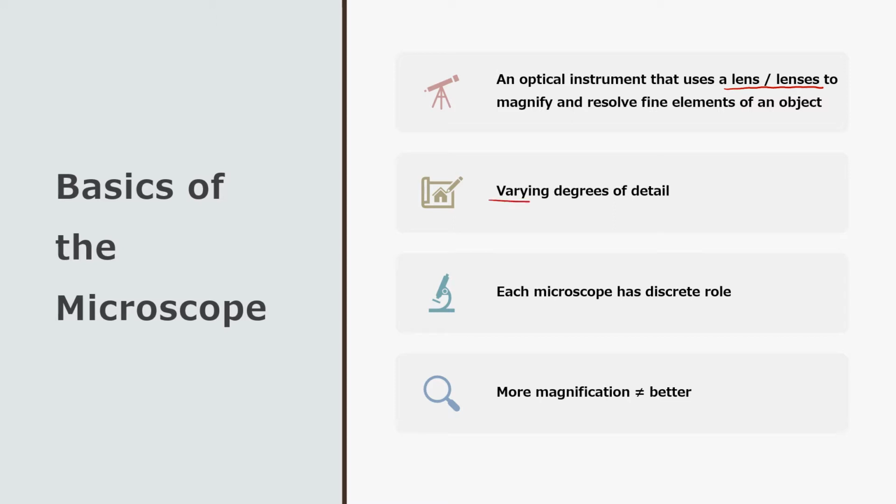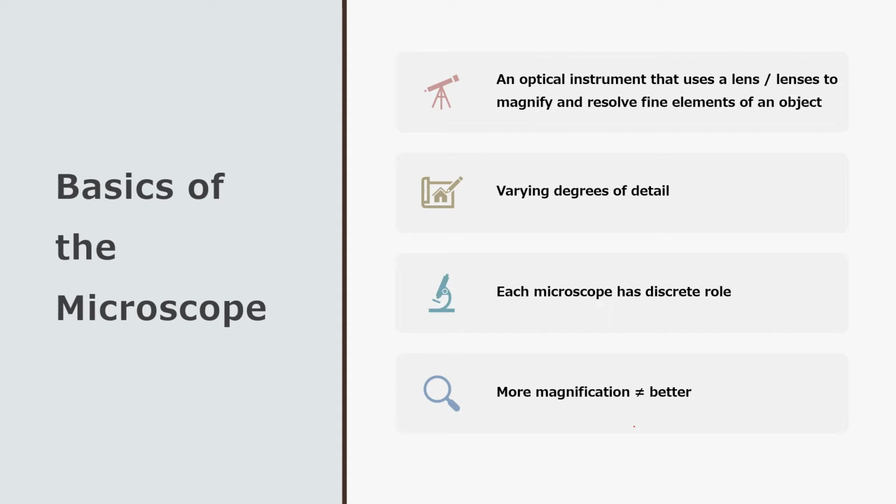Microscopes can do this in varying degrees of detail. Sometimes microscopes can have a very fine resolution. Sometimes it can be very coarse resolution, but you can see the overall shape be magnified. It can vary. Each microscope has a discrete role. Just because one microscope is good for something that needs to be magnified doesn't mean that you can use any old microscope. Everything has its place, and everything has its pros and cons. We'll talk about the pros and cons of each microscope in future slides.